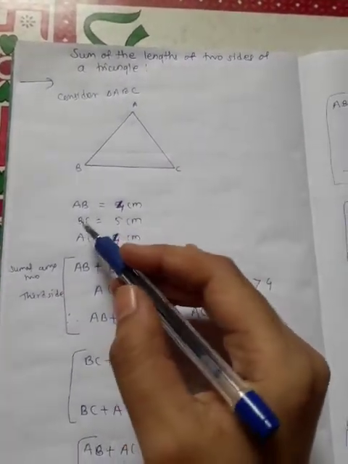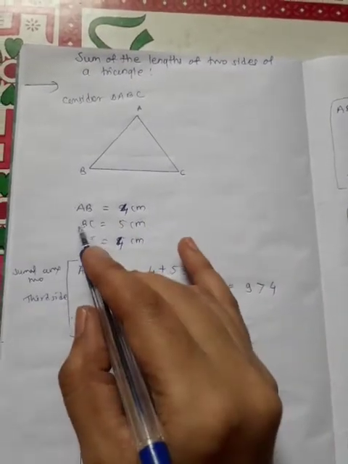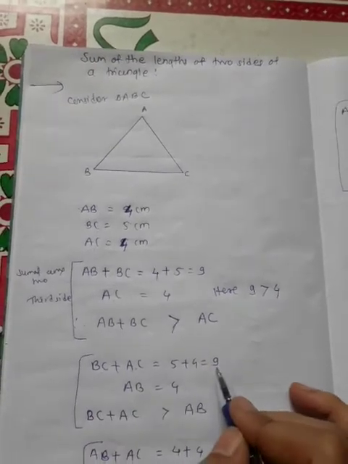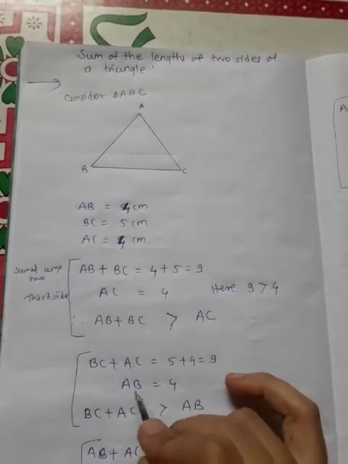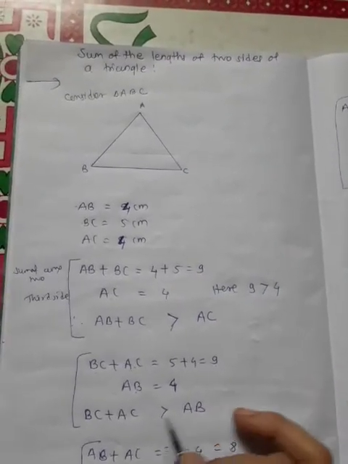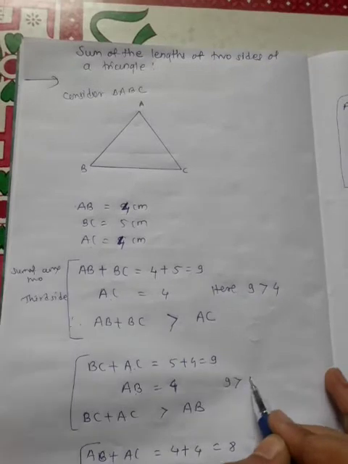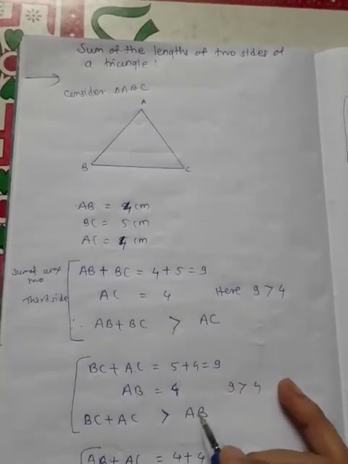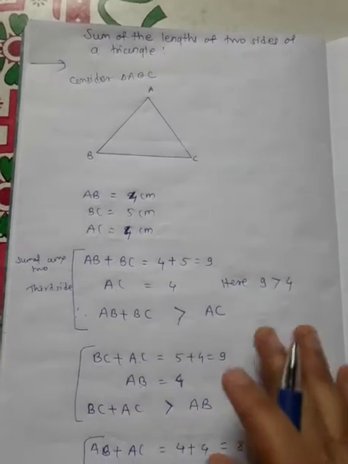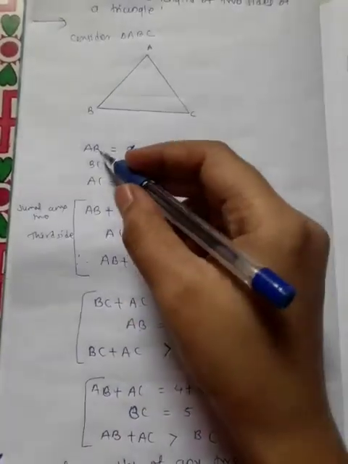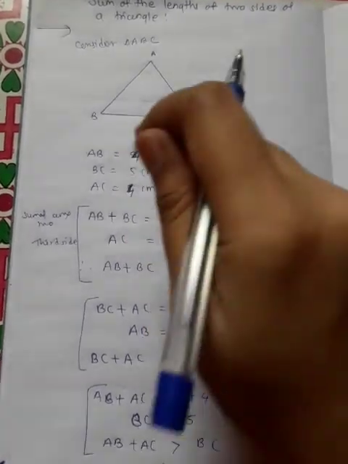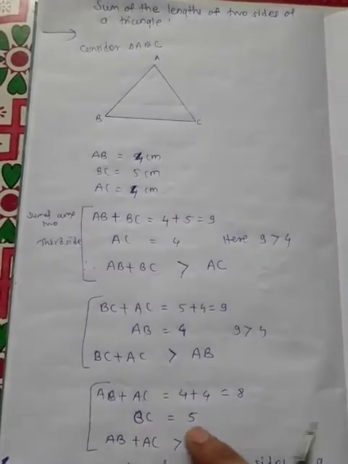If you take the other two sides, BC and AC, and find the sum, we get 9. And what is the third side? The third side is AB, whose length is 4. Now again you observe here 9 is greater than 4, so therefore BC plus AC is greater than AB. So here also the sum of two sides of a triangle is greater than the third side. Now if you take AB and AC and find the sum, we get 8. And what is the third side? The third side is BC, and the length of BC is 5.